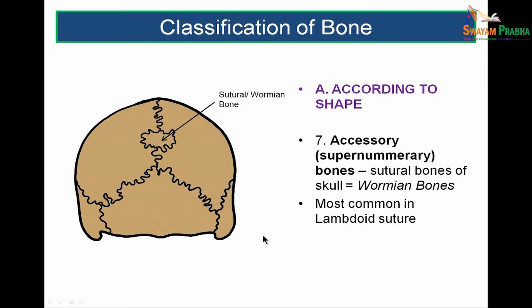Also classified according to shape are accessory bones, also called supernumerary bones, like the Wormian bones of the skull. Since they lie between sutures of the skull, they are also called sutural bones, and they are most commonly found in the lambdoid suture.